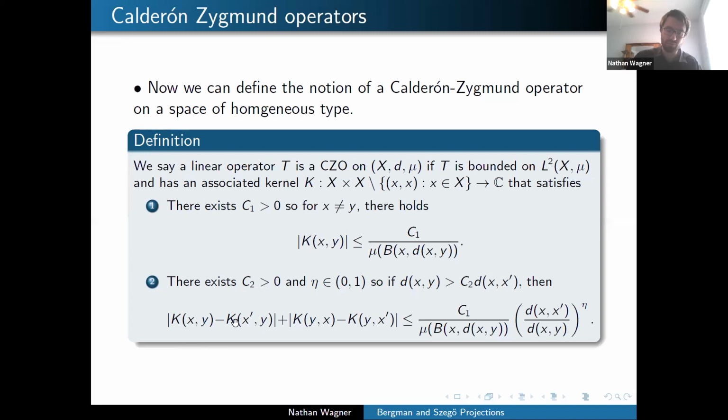So I look at |K(x,y) minus K(x prime,y)| plus the modulus of |K(y,x) minus K(y,x prime)|, and that's controlled by, you can use the same constant over the measure of the same ball, but then you get this factor of d(x,x prime) over d(x,y) to the eta. And you can compute that you have this for the Hilbert transform, but it's a computation, and you would need to do that. But it holds true. And so this is the general notion of a Calderón-Zygmund operator on a space of homogeneous type.